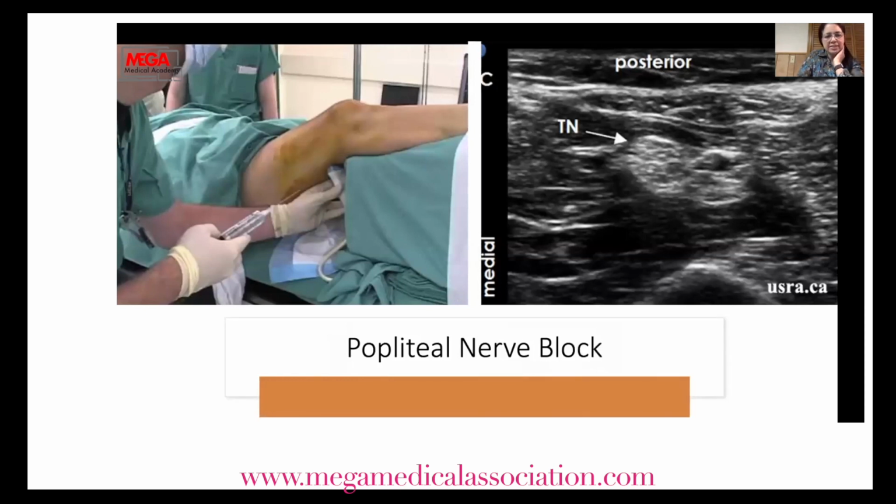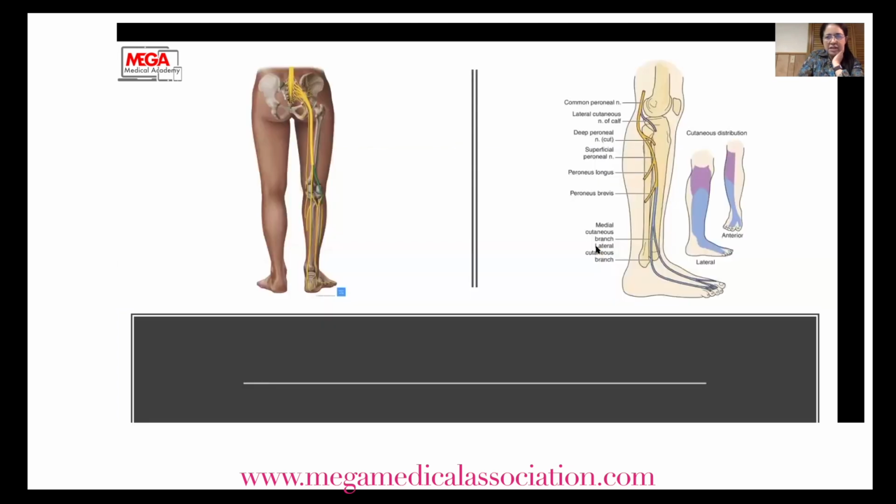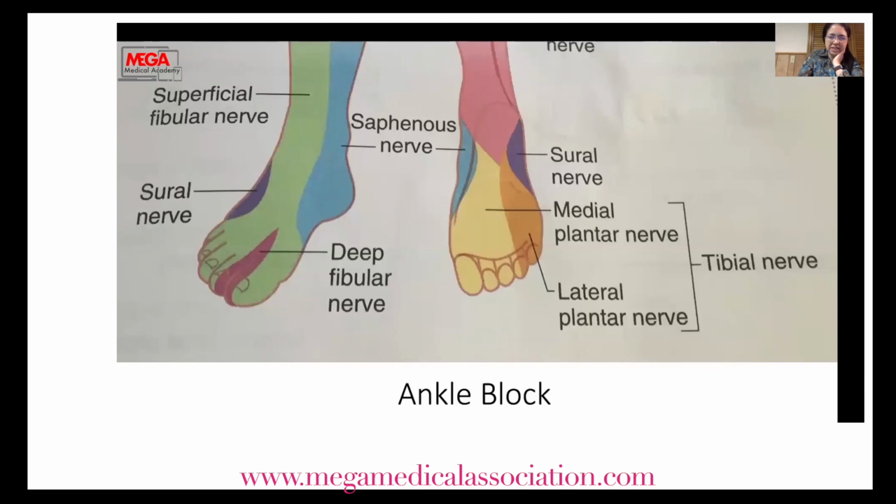There are many techniques, prone, lateral, and supine. The supine is becoming trendy nowadays. You see these nerves next to each other with a honeycomb appearance. The bigger one is the tibial nerve, and the smaller one is the common peroneal. And you target that nerve, and you deposit the medications there. And this gives you a block from the knee and below.